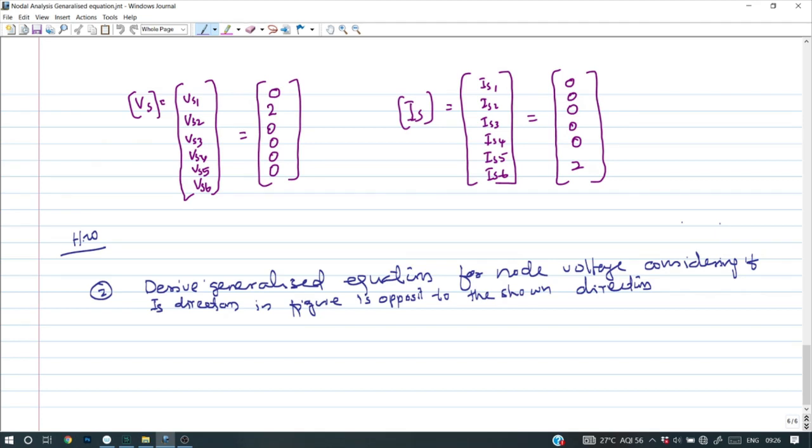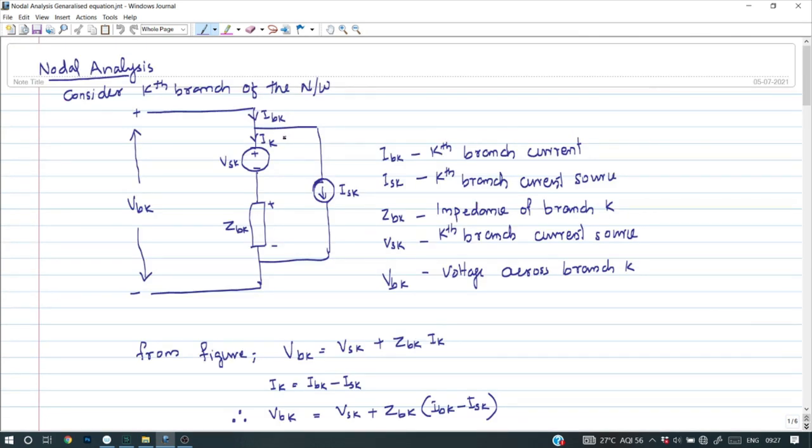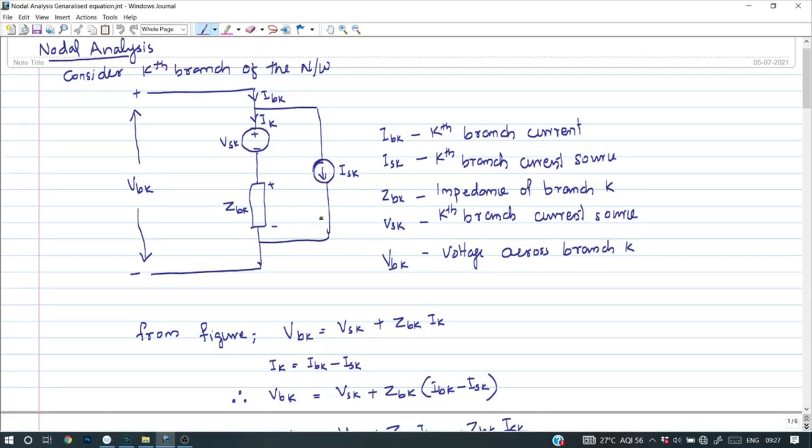There is one more homework for you. Here you need to derive the equation for node voltage, considering that the source current direction in the figure is opposite to the shown direction. That is, this is the figure which represents generalized network elements or branches. Here instead of this downward current direction, you need to take it as opposite, that is, upward current direction, and do the derivation. So that is the second work.